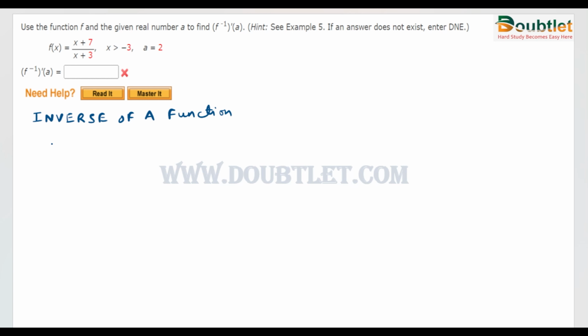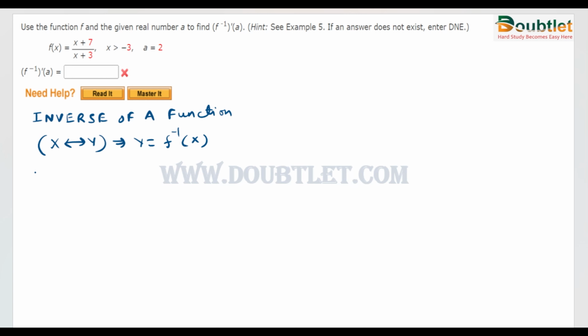So the basic concept is, if we replace x with y and y with x, meaning we have to interchange x and y, and then we have to find the value of y in terms of x. That value is the inverse function of the given function.